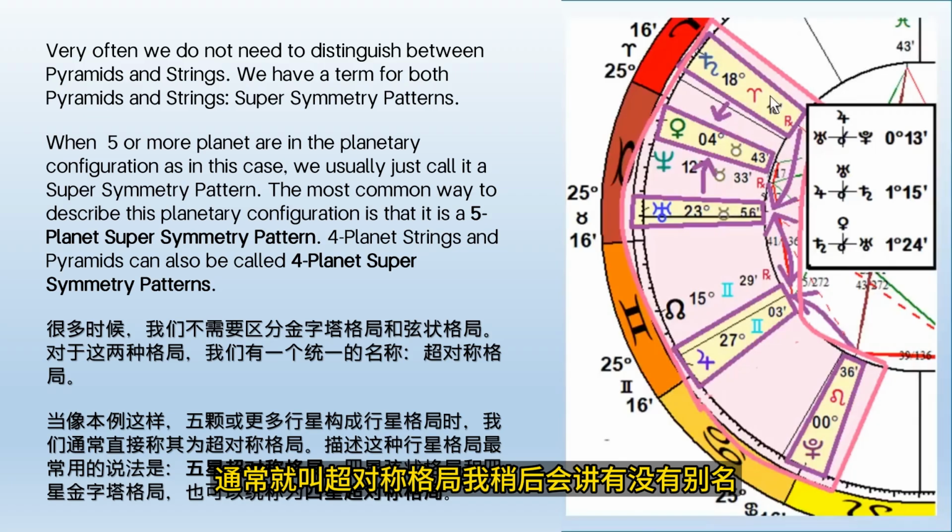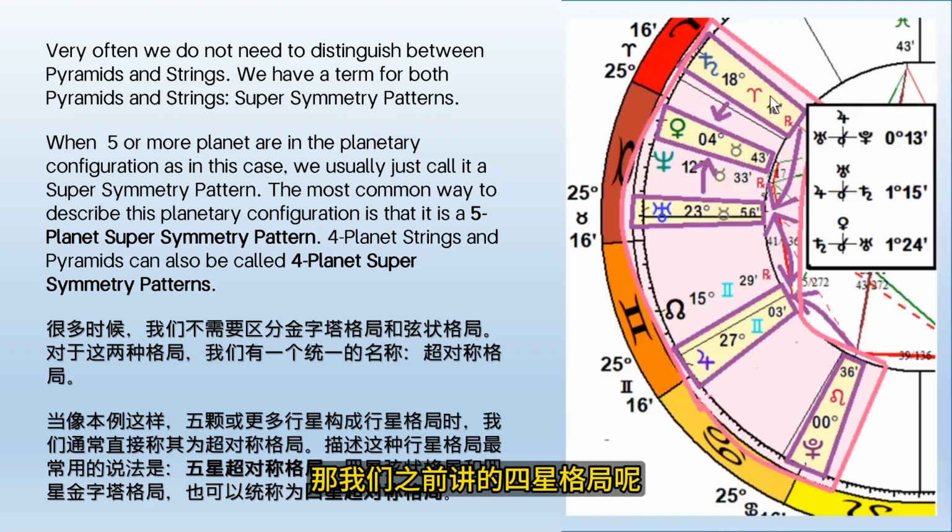I'll explain later where you can have another term for it, but for now, be aware that if you have 5 planets combining together to make 3 midpoint structures, it's called a supersymmetry pattern. And more specifically, it's a 5-planet supersymmetry pattern, or you can call it a 5-planet, 3 midpoint supersymmetry pattern.